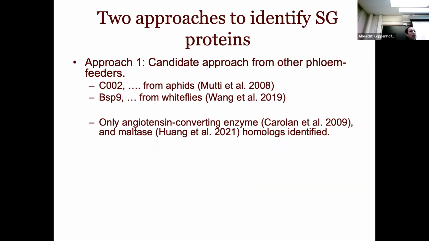Okay, and so we have set up this beautiful pipeline to test the bacterium effectors. Insects produce salivary effectors, so now we're using our same pipeline to evaluate which proteins the insect produces that allow them to manipulate plant defenses. And we have two strategies. The first strategy is a candidate approach: which proteins have been identified in other phloem-feeding insects such as aphids, C002, or whiteflies, BSP9? Those are specific; we have none of those in psyllids. Then we have others that are more conserved, like peroxidase and similar proteins. Those ones we have identified.